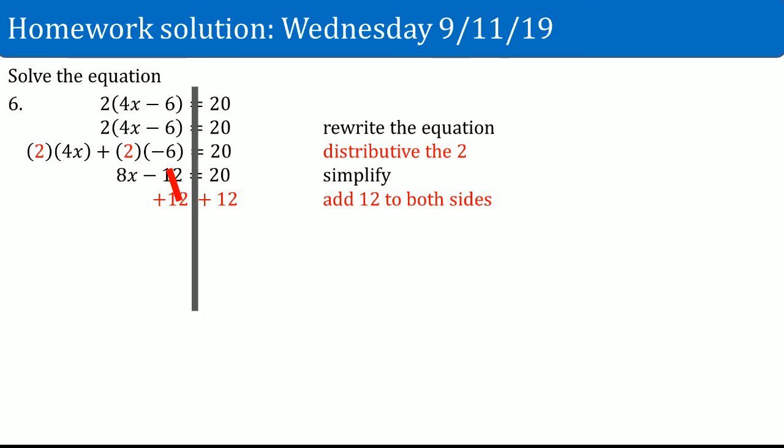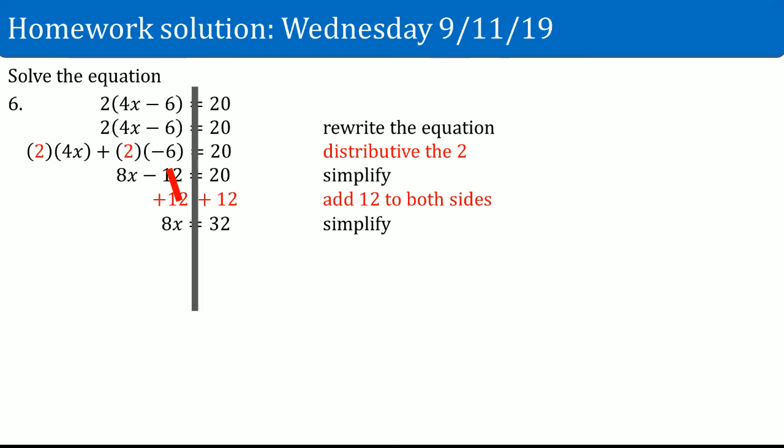So the negative 12 plus the 12 cancels out. So what you have left over on the left-hand side is just your 8x. On your right-hand side, your 20 plus 12 becomes 32. Right now, the x is going to multiply to the 8.